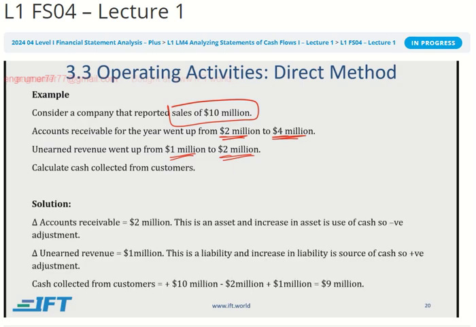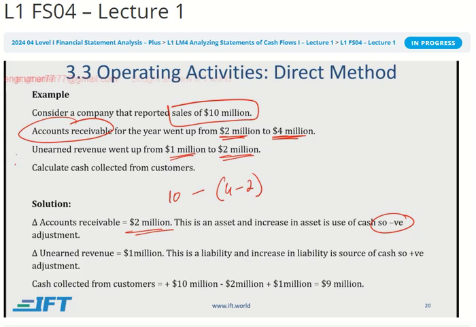Alright, so it's fairly simple. Out of this 10 million, 2 million cash hasn't been received because your accounts receivable has gone up, and that is an asset, and an increase in an asset means cash will be negatively adjusted. So we will take that 10 million and we will minus this difference of 4 minus 2, which is the change in accounts receivable.